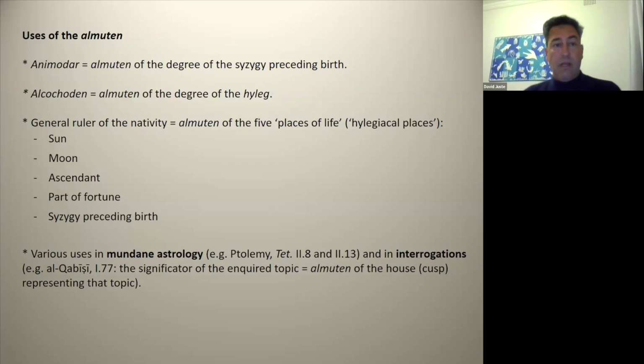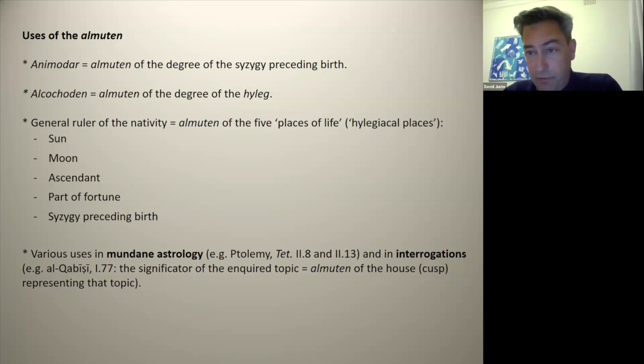Right. So what are the uses of the Almuten? The Almuten is essential in nativities. When you deal with nativities, you cannot avoid using the Almuten. First of all, because when you try to rectify a chart by the method known as the Animodar, this method is based on the Almuten of the degree of the Zizigi preceding birth.